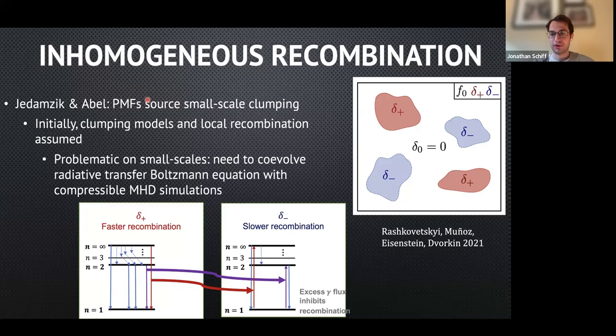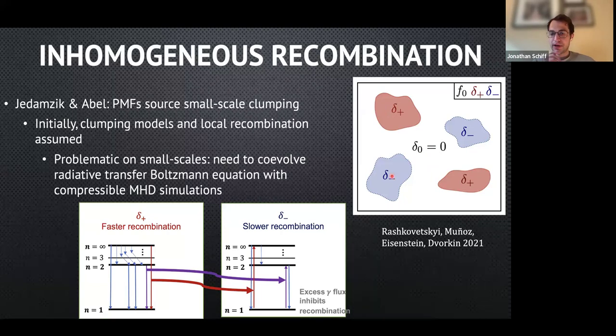Initially, the way people went about trying to test how this modifies the recombination history was very simplistic. They leveraged the local recombination assumption to partition the universe into regions of overdensity and underdensity or background mean density, ran standard recombination codes modified to the local conditions in any patch, and then took a volume weighted average to see, for a given clumping ratio for the baryons that you would expect from primordial magnetic fields, how that might modify the recombination history.